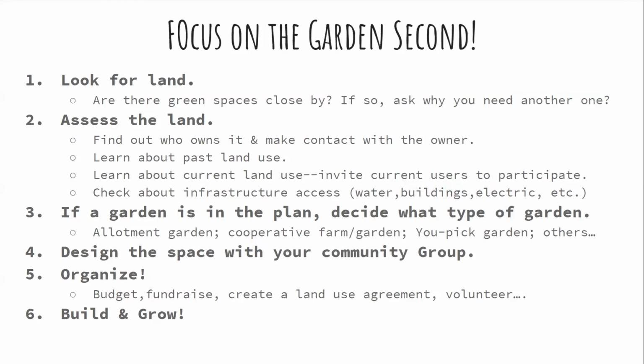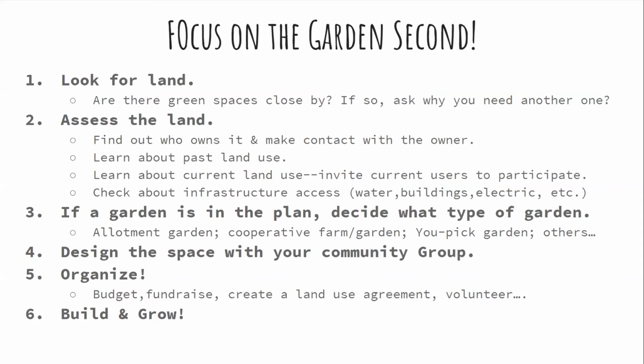All of those things are really important as a part of that site assessment. Finally, if a garden is even in that community plan, you need to think about what type of community garden you want. I'll go over that a little more in a minute. But oftentimes, the garden part of this green space is just a small snippet of that larger community vision for what the green space should be.